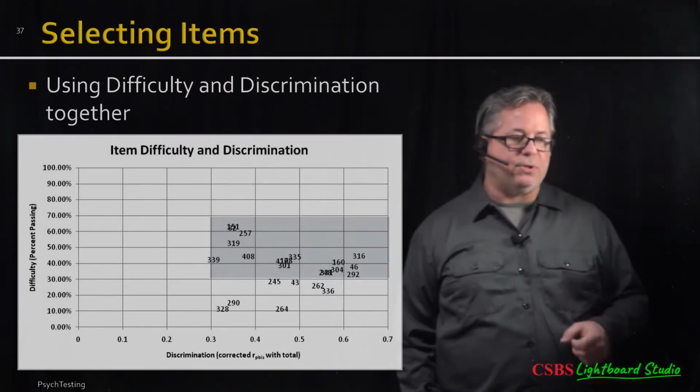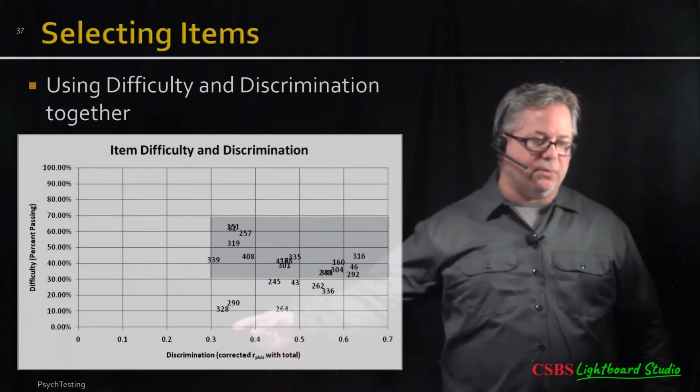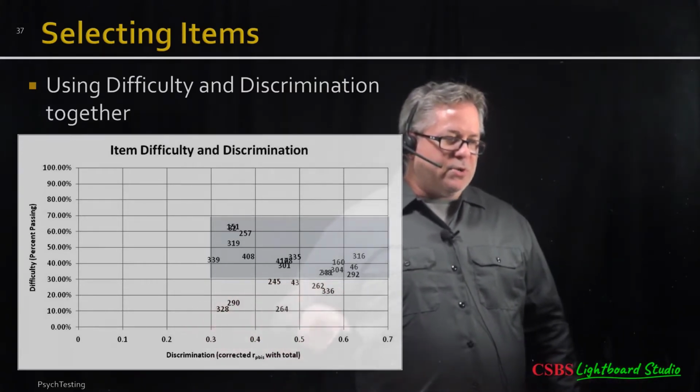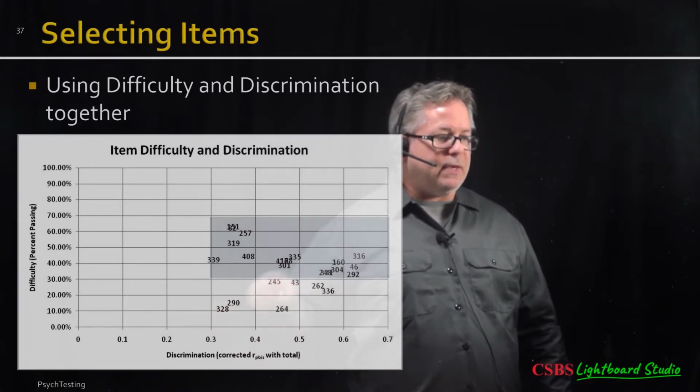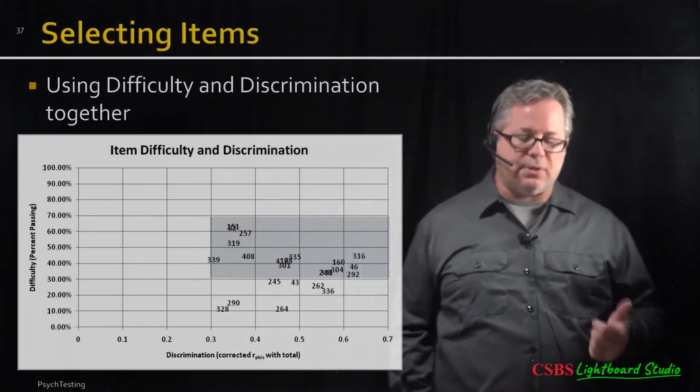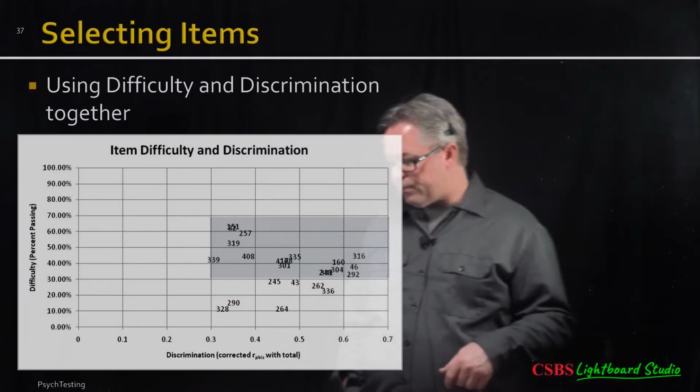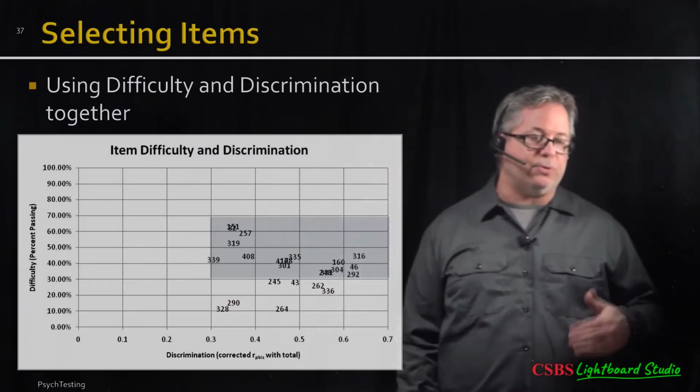You would actually want to use those items and either restructure the other items or get rid of them, because they're failing on one of the two categories. Either they're not discriminating enough or they're too difficult or too easy.